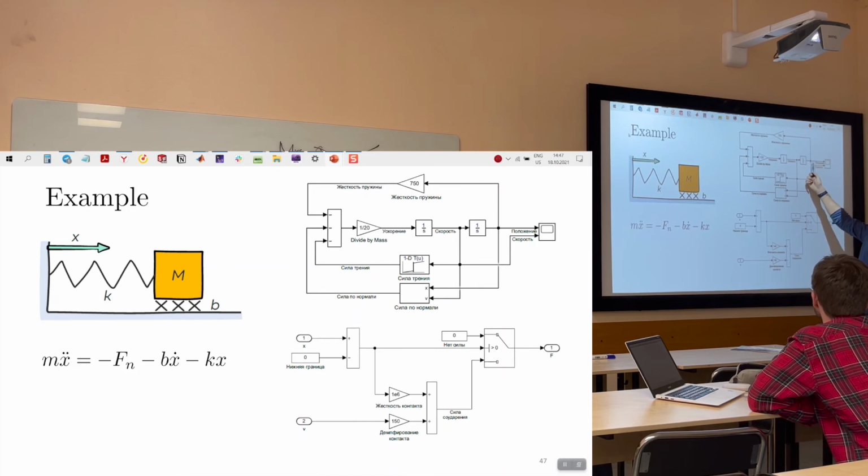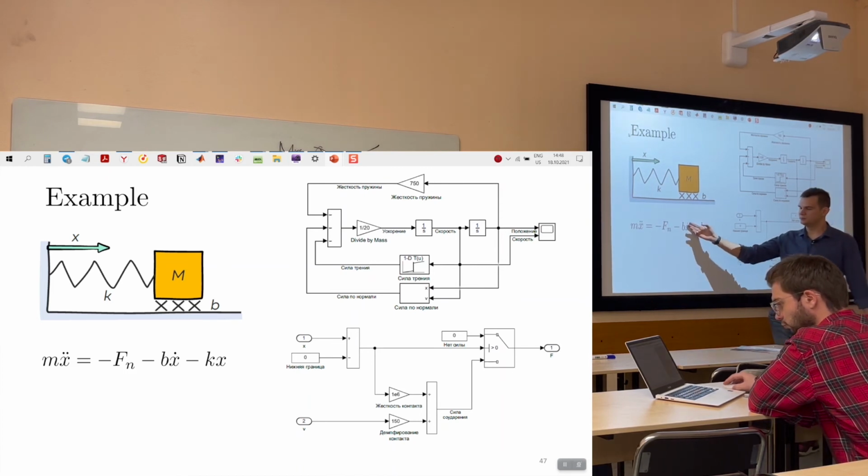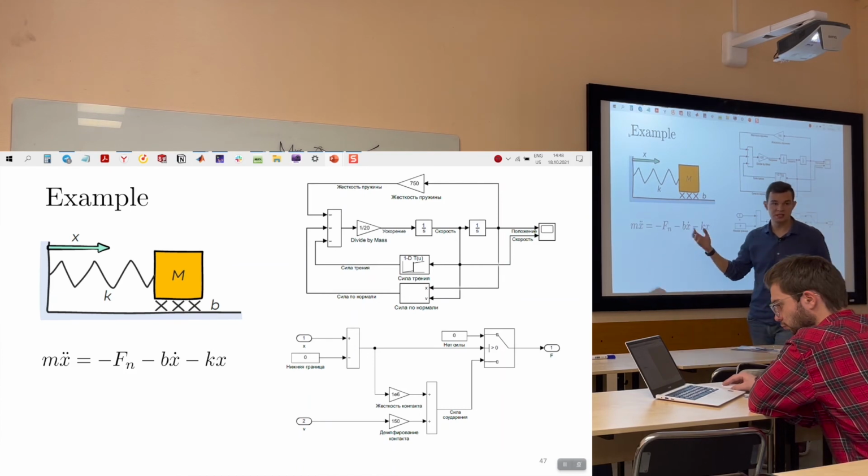Then we can multiply position with the stiffness coefficient to get the force which is generated in the spring. Here B stands not for damping but for the friction, so it can have a different relationship. So here is something simple, a linear relationship, but it can be different.